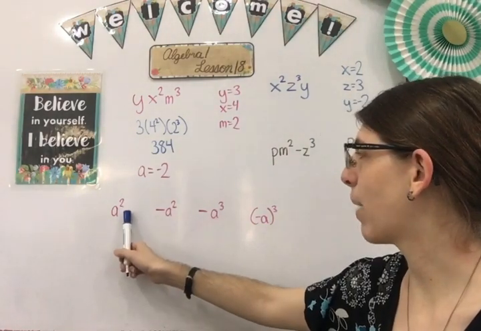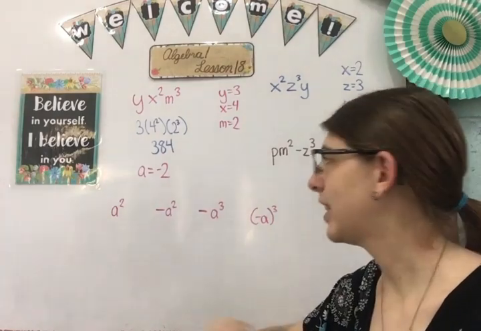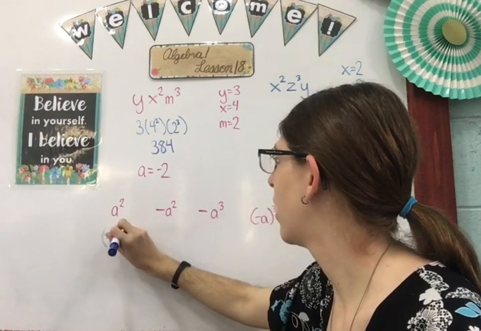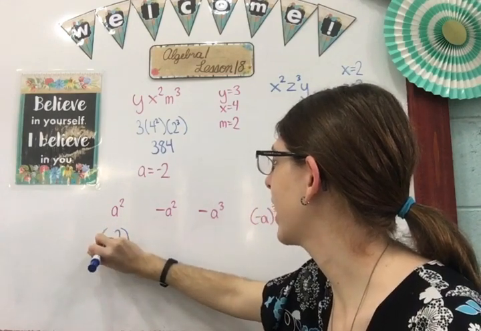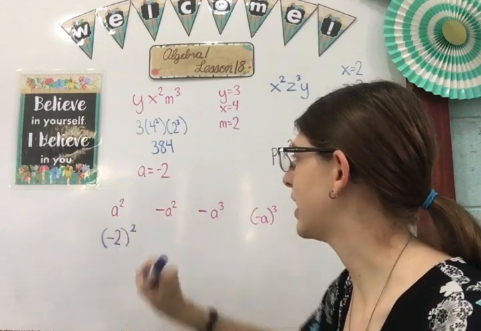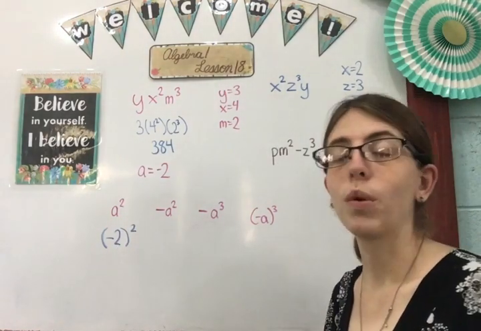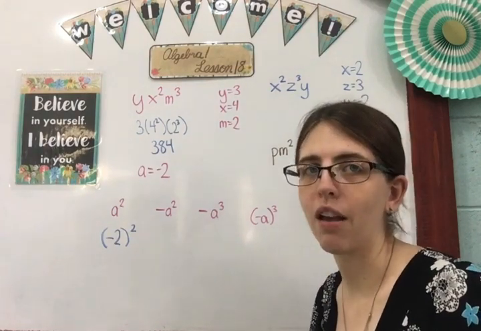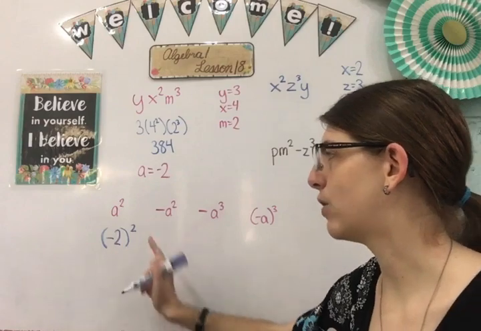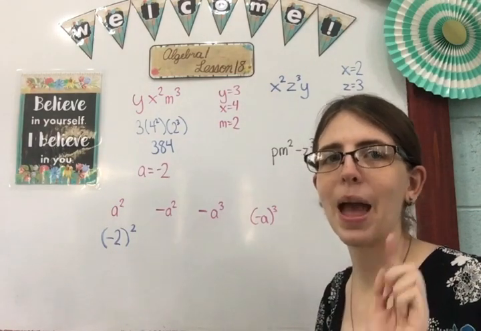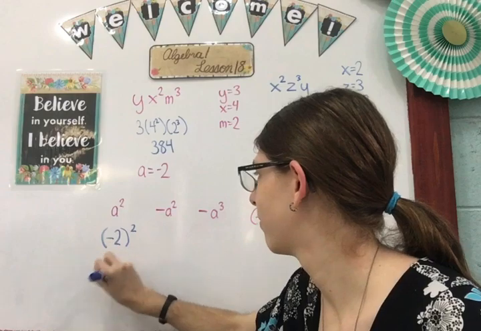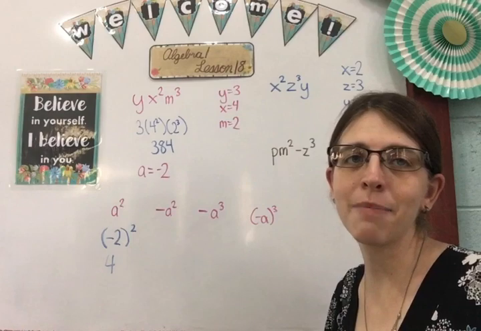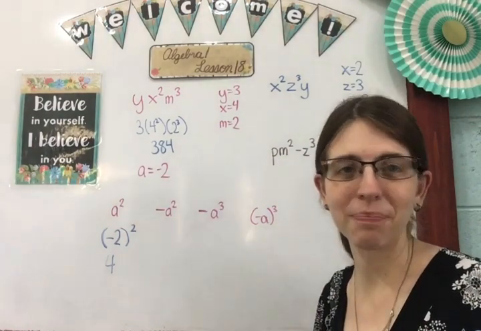So here I have a squared. Negative 2 needs to go in place of a. But because it depends on parentheses, what I do with that negative, I have to make sure I include my parentheses to guard that negative. Without parentheses, I'm saying the opposite of 2 squared, which would be negative 4. But with parentheses, I'm saying negative 2 squared, which would be positive 4. Very good. So those parentheses make a big difference. You have to remember to use them and remember what they mean when you see them.